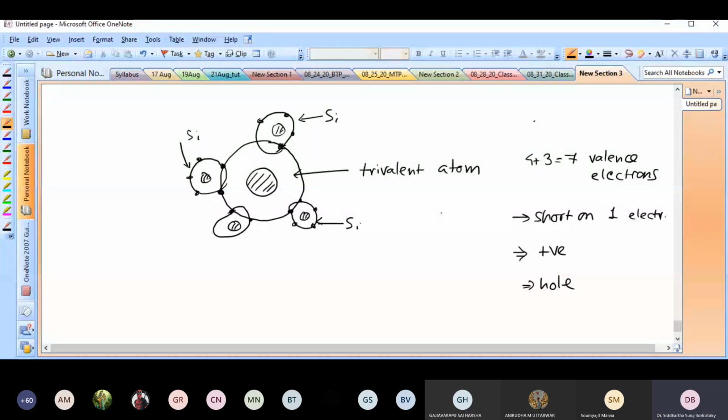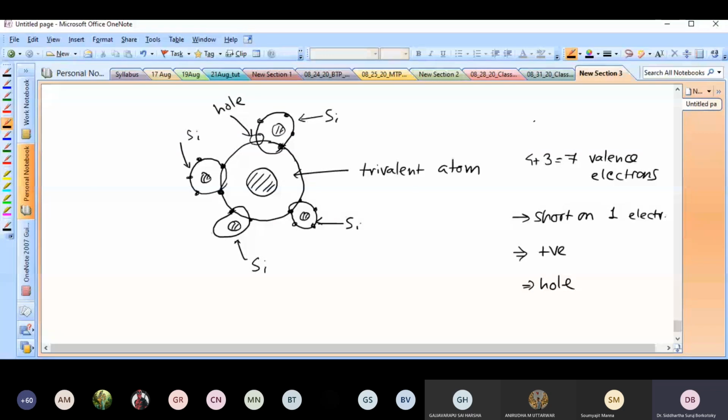So basically what you get is, if you add a trivalent impurity, then the trivalent impurity and the silicon atoms tend to form these crystals over which the outermost orbit of the trivalent atom has 7 valence electrons, including those shared by the silicon atoms. So it's short on one valence electron, and that part is a hole basically. So here is a hole. So basically there is a place for 1 extra electron.